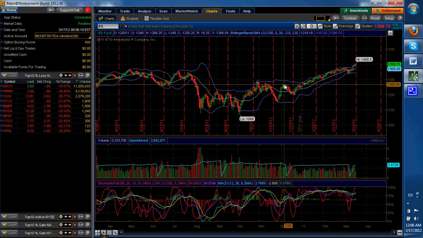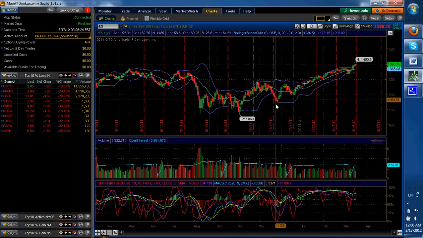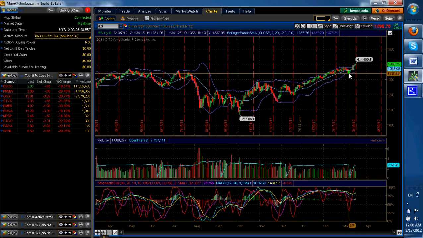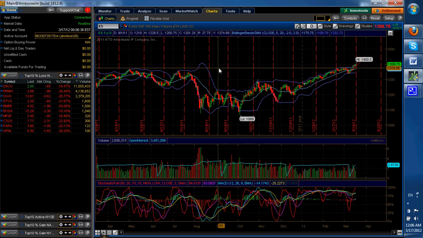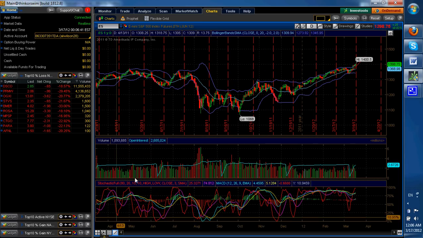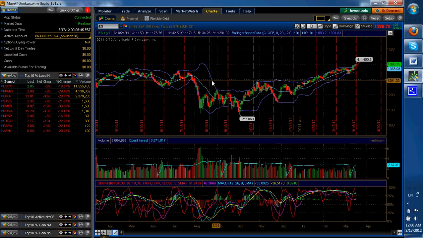So if this is wave 1 and we're starting at wave 5, you can do the math yourself, but since I already did it, I'm going to tell you what the numbers are. This should go around 1,450. 1,450 is my target right here, and then that should complete the whole Elliott wave sequence, and then we should see a correction. So this thing's going to crash.